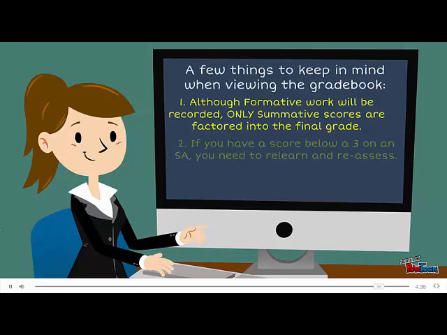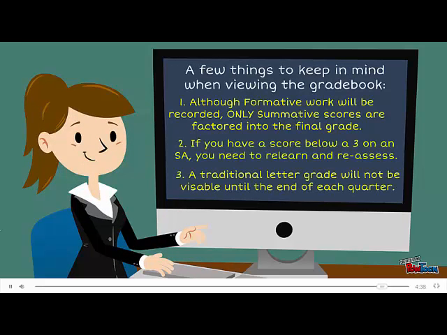A few things to keep in mind when viewing the gradebook. Although formative work will be recorded, only summative scores will be factored into the grade. If you have a score below a 3 on a summative assessment, you need to relearn and reassess. A traditional letter grade will not be visible until the end of each quarter.